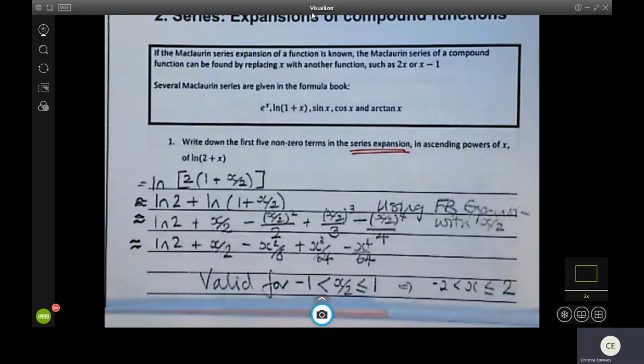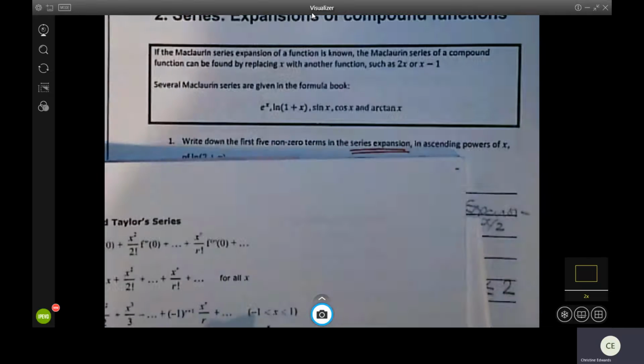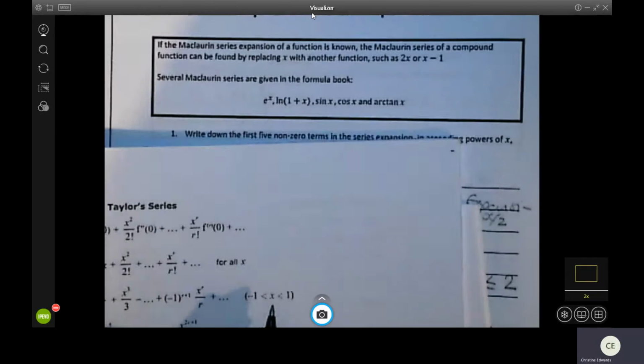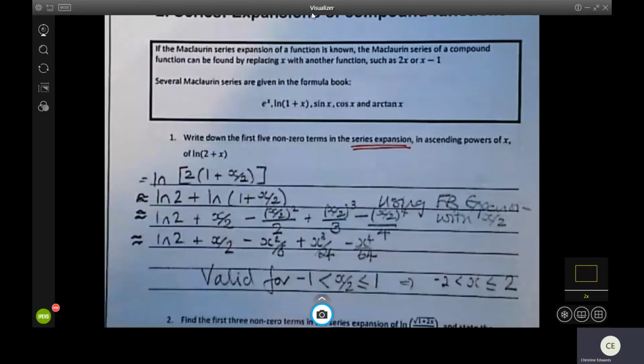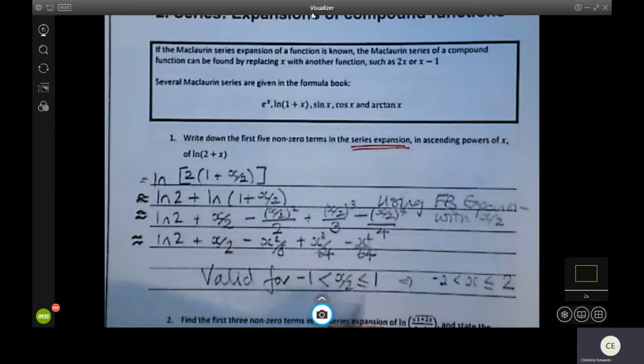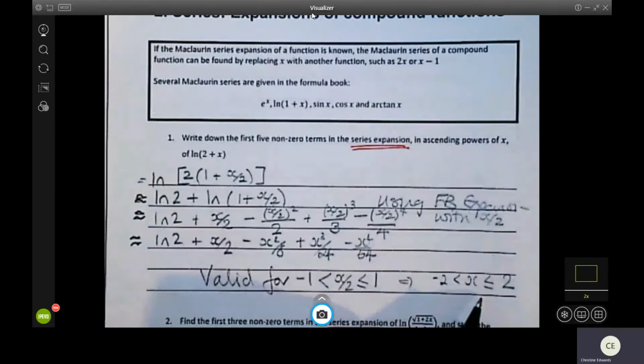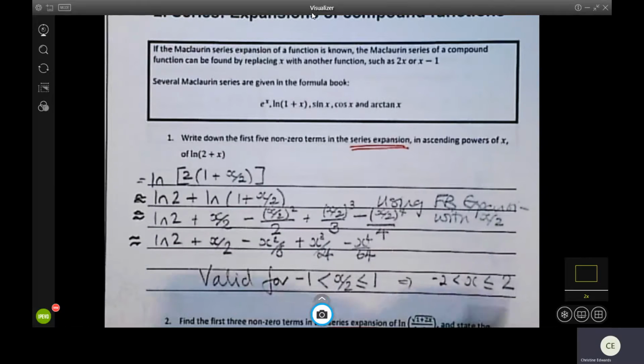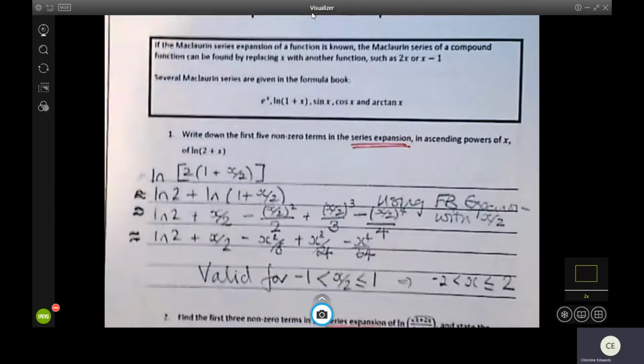And then I must also quote the validity range. So when I did my expansion, I used x over 2. So I put x over 2 into the validity range from the formula book that you can see here. And then I simplify, taking care with my minus signs and my inequality signs. In this case, it just divides or multiplies through directly. So that's question 1. Now let's have a look at question 2.